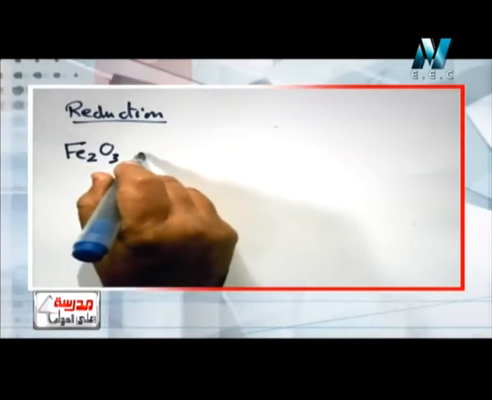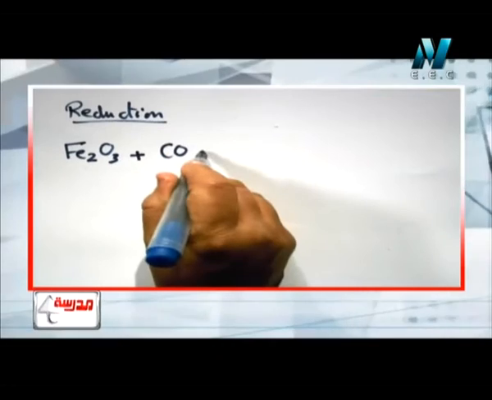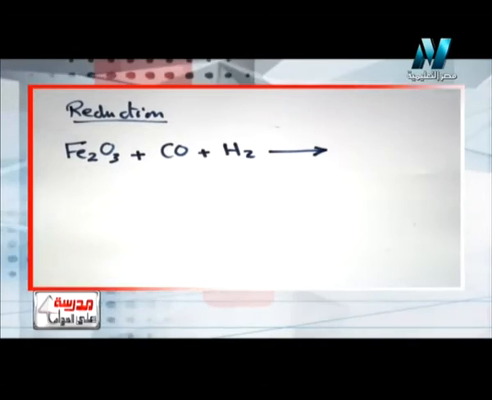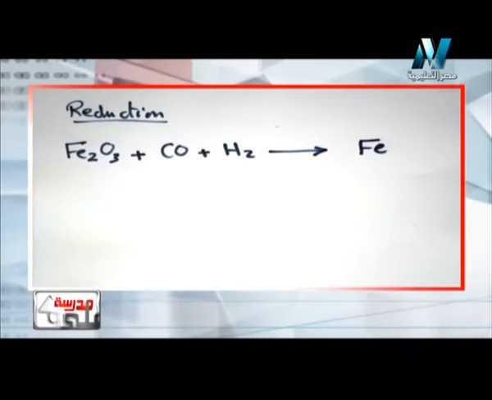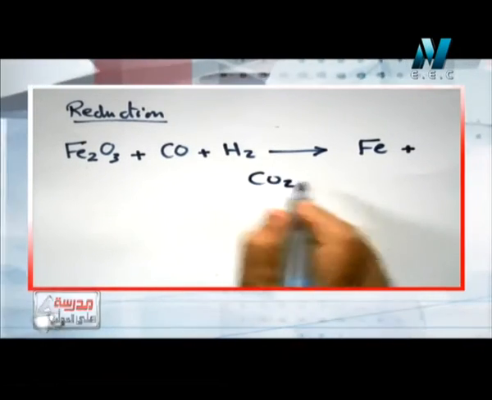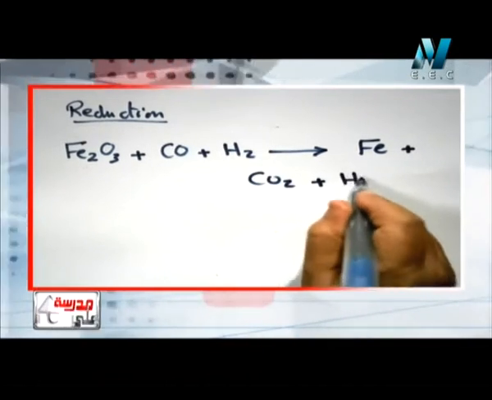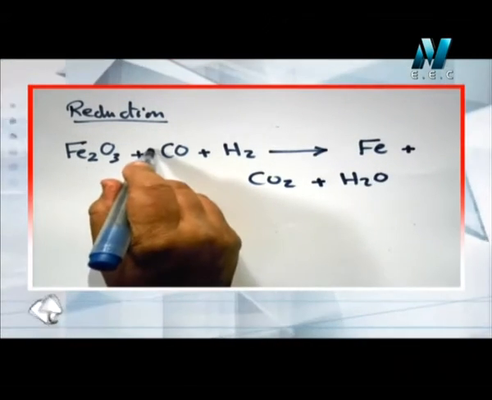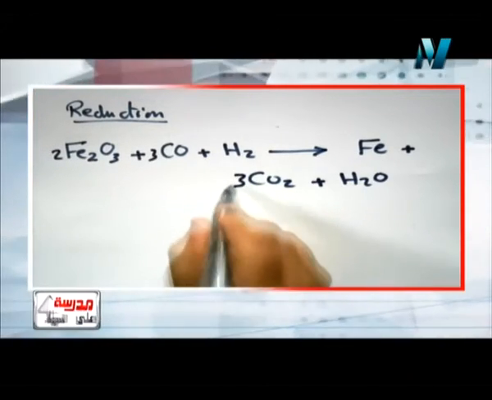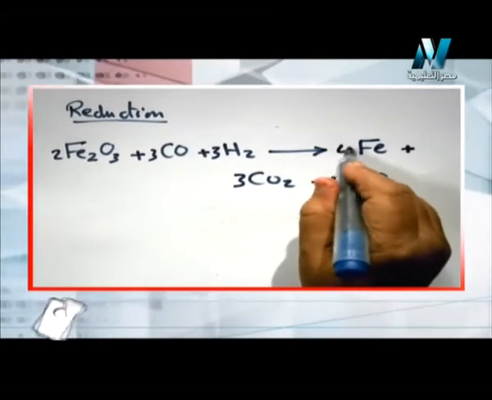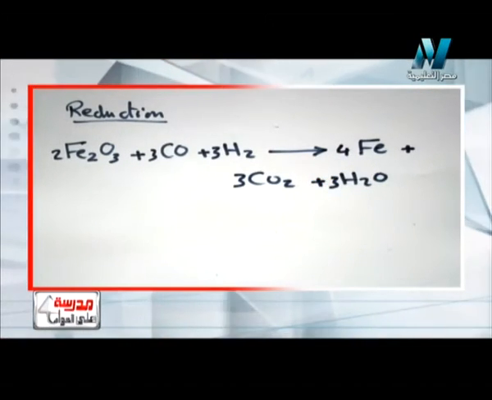Fe2O3 plus carbon monoxide plus hydrogen gives Fe plus carbon dioxide plus water vapor evolved. We take 2 to get 3 CO2 with 3 H2O and 4 iron to balance the equation. So we convert the ore, which is Fe2O3.